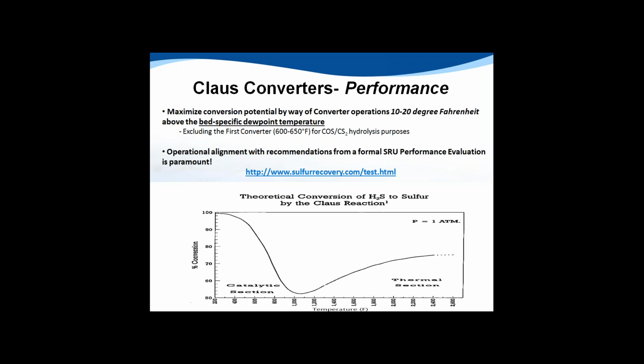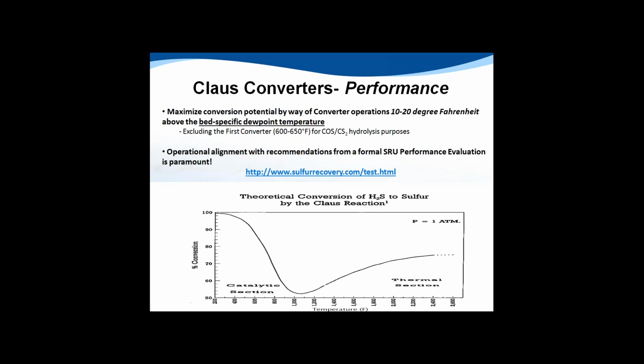And again, we're able to maximize conversion if we're able to operate our reactors at 10 to 20 degrees Fahrenheit above their bed-specific dew point temperature. Given the partial pressure of H2S, SO2, sulfur, temperature, and different factors going into each reactor, there will be a bed-specific dew point temperature governed by thermodynamics. It is important, especially when we are trying to best manage SRU turndown conditions, that we have operational alignment with the recommendations that flow from a formal SRU performance evaluation.